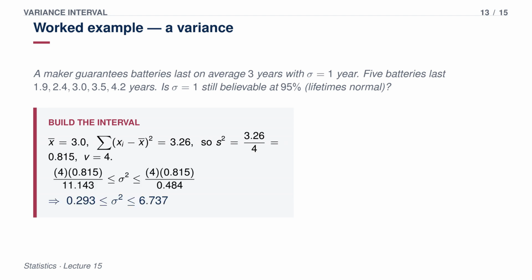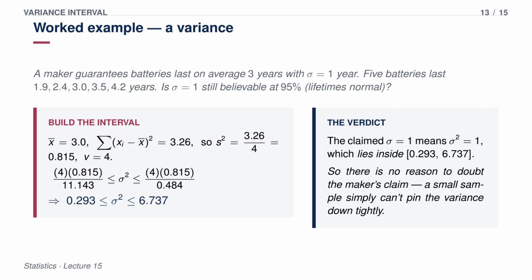Now the interval. Lower end, 4 times 0.815 over 11.143. Upper end, the same 4 times 0.815, but over 0.484. That gives sigma squared between 0.293 and 6.737. And the verdict. The claim is sigma equals 1, so sigma squared equals 1. And 1 lands comfortably inside that interval, so there's no reason to doubt the maker. Notice how wide the interval is, though. 5 data points just can't pin a variance down tightly.